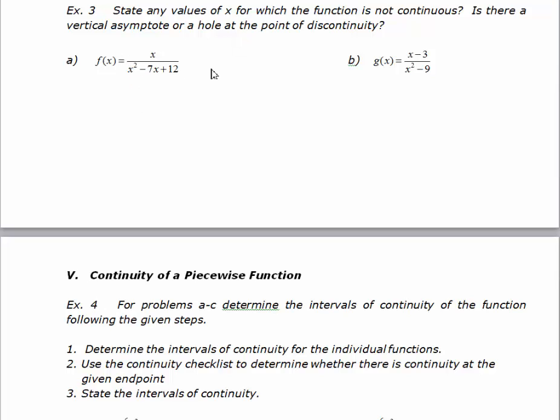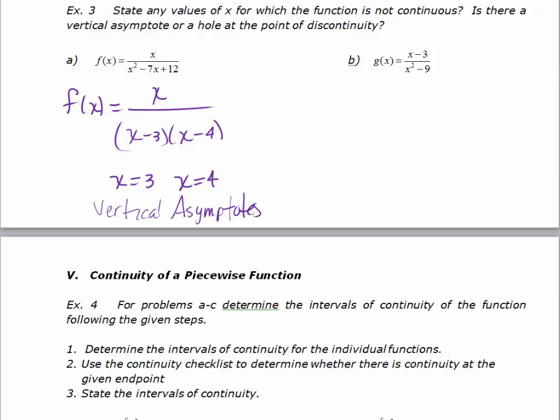So the first thing I'll do is factor. For the first one, when I factor this, I have no common factors, which means there'll be no holes, but I do have two vertical asymptotes, and those occur at x equals 3 and at x equals 4. So these are just the two values where this function is not continuous. It is continuous everywhere else. These are vertical asymptotes.